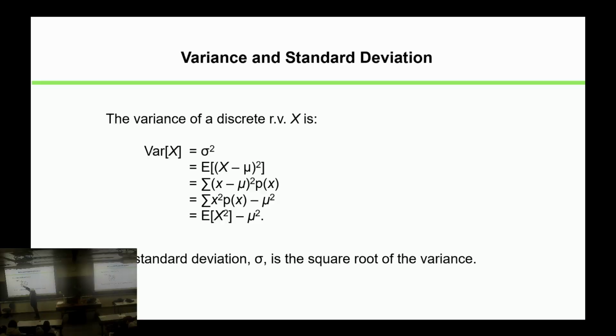When we look at the summation of x squared times p of x, we just say, hey, that's just another function of x. X squared is just a function of x, and that simply is the definition of the expected value of x squared. So what you've got here is the expected value of x squared minus mu squared.